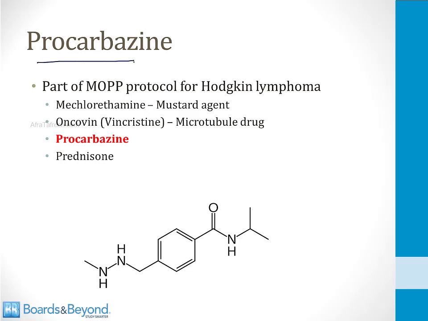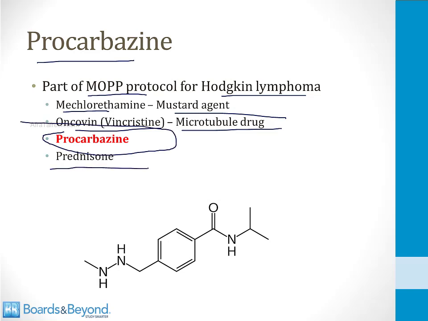And procarbazine is part of the MOP protocol, which can also be used for Hodgkin lymphoma. MOP stands for mechlorethamine, the mustard agent we talked about earlier. O is for oncovin, which is another name for vincristine, a microtubule drug. The P is for procarbazine, and the second P is for prednisone, and procarbazine is another alkylating agent. This is its structure shown on the screen here. And that concludes our module on alkylating agents.